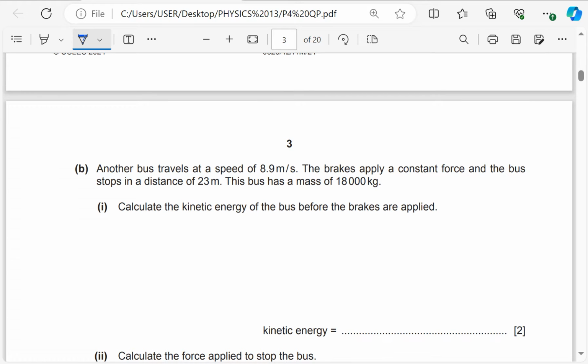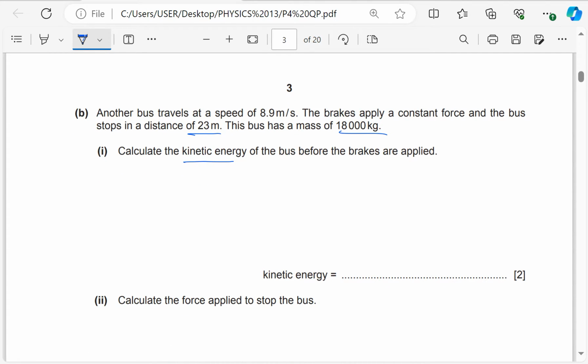Then another bus travels at a speed of 8.9 meters per second. The brakes apply a constant force, and the bus stops in a distance of 23 meters. This bus has a mass of 18,000 kilograms. Calculate the kinetic energy of the bus before the brakes are applied. So we know that kinetic energy Ek is always given as a half mv squared. So this is a half times the mass, which is 18,000, times the speed, which was 8.9, squared.